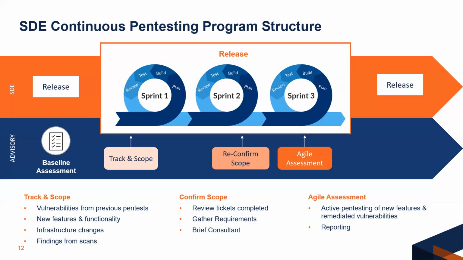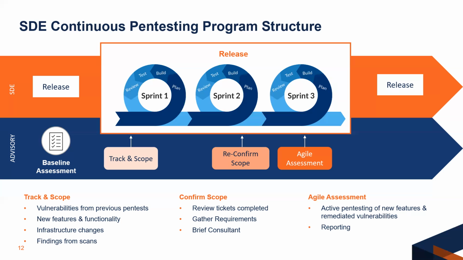At the end of the second sprint, when the majority of the development work has been completed, we meet with the SD team again to confirm that the development work committed to has been completed and can be pen tested. A consultant will be assigned to the Agile pen tests, and the SD engineering team will provide requirements in the form of user stories and release notes to help brief the consultant.